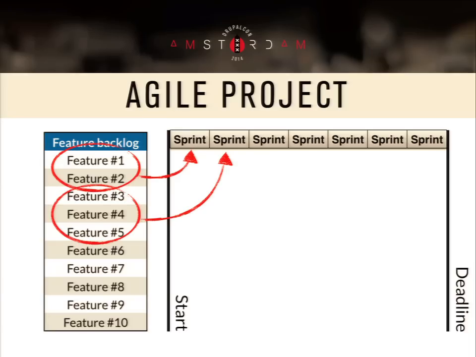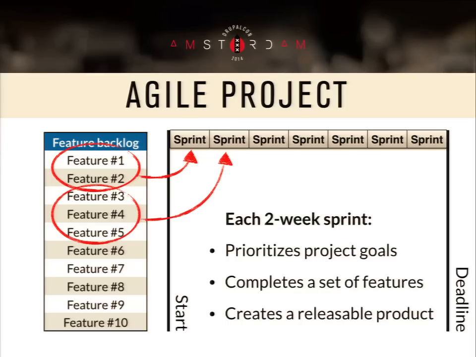And when you get to the end, the client is well aware of the stuff that you haven't finished, because they specifically deprioritized it. And by definition, the stuff that you've finished by the deadline is the most important stuff that the client wanted. Every 2 weeks, you prioritize project goals, complete a set of features, and you're creating a releasable product.